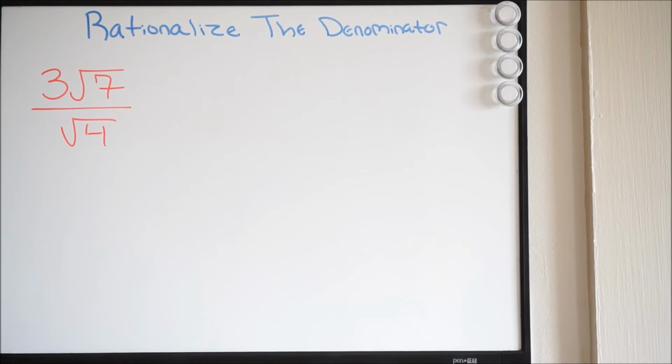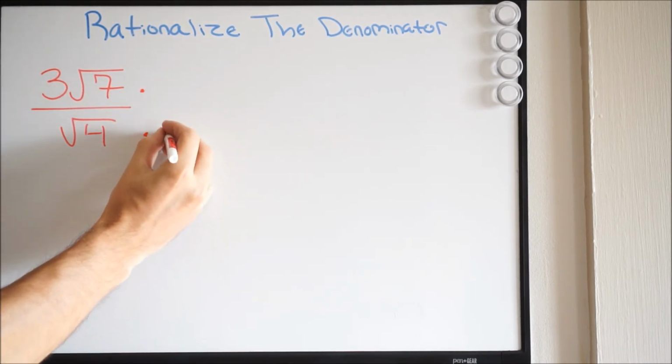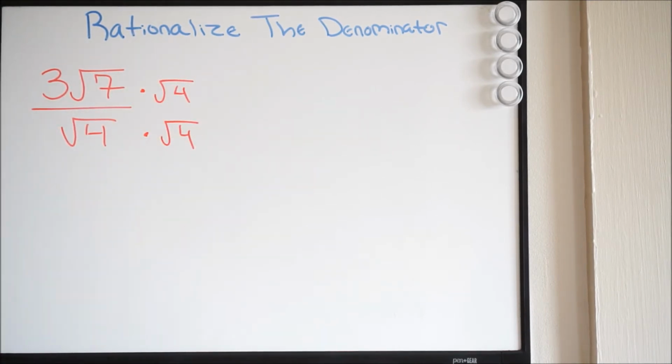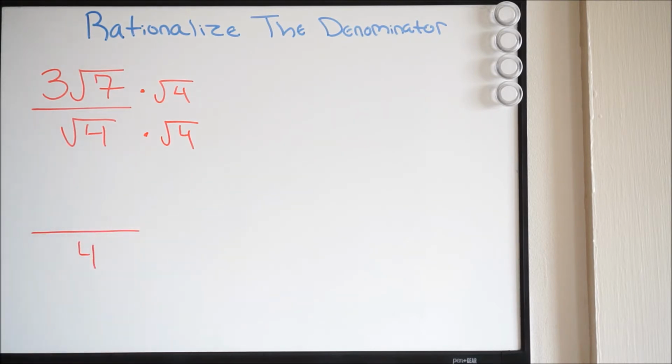So we know that we have to rationalize the denominator here, so we need to get rid of this square root of 4. In order to do that, we're going to multiply both the bottom and the top by the square root of 4. We do this because when we multiply two square roots that are the same, we're simply left with what's underneath the radical. In this case, we'll be left with just 4. So the square root of 4 times the square root of 4 is simply 4. So in our denominator here, we just have 4.